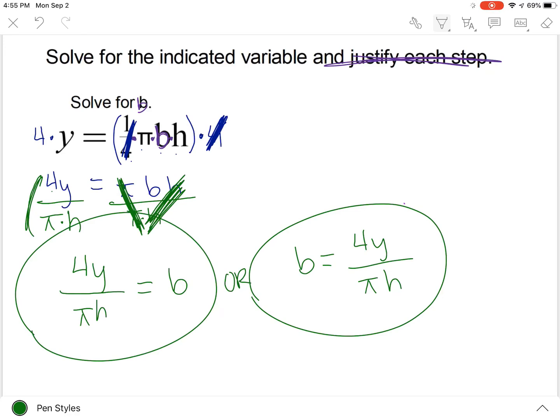So when we are solving for our variable, solving for an indicated variable, again, you're still using inverse operations. You are still trying to isolate a variable. You just need to figure out what variable you're trying to isolate and then use those inverse operations to solve.